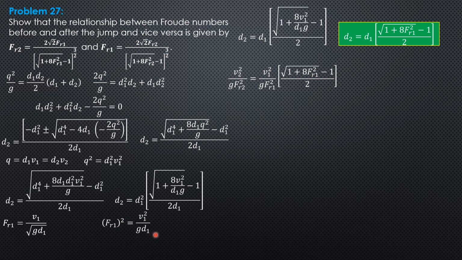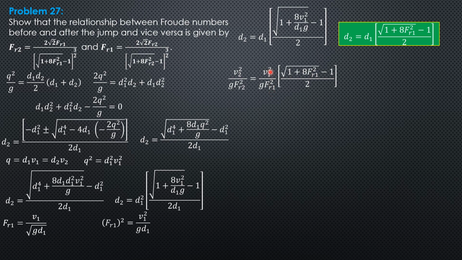So therefore d sub 2 square, if we square d sub 2, is v2 square over g fr2 square. If we define it here, fr2 square equals v2 square over g d2. So d sub 2 is equal to v2 square over g fr2 square. So that's why depth 2, this is depth 2, v2 square over g fr2 square.